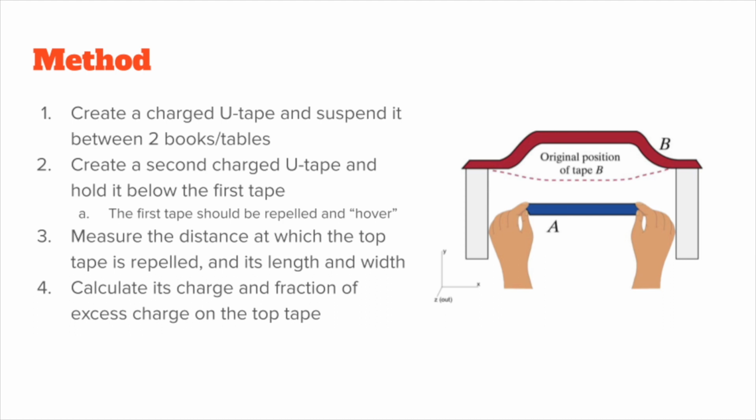So the experimental method used in this lab is the same, where we charge two tapes by ripping it off another piece of tape, thereby transferring an excess charge on each one. We lay one of the tapes across two neutral objects and hover another one below it, such that the top one gets repelled and hovers over it. Then we can use Newton's second law as well as Coulomb's law to calculate the amount of charge on the object.